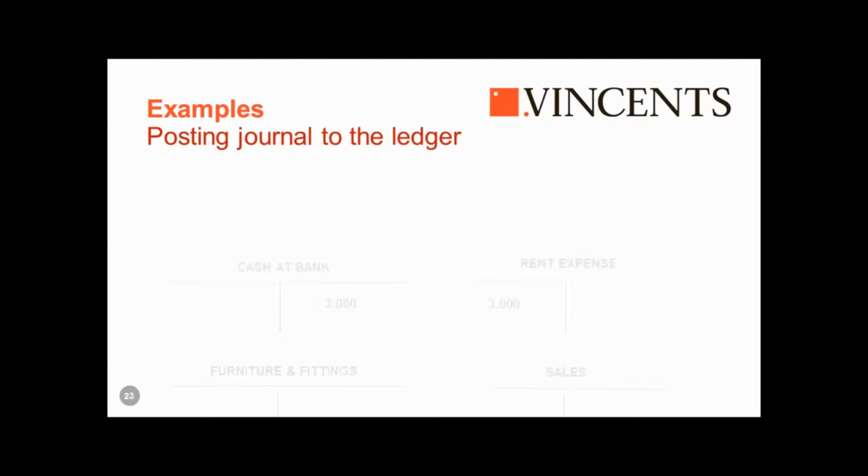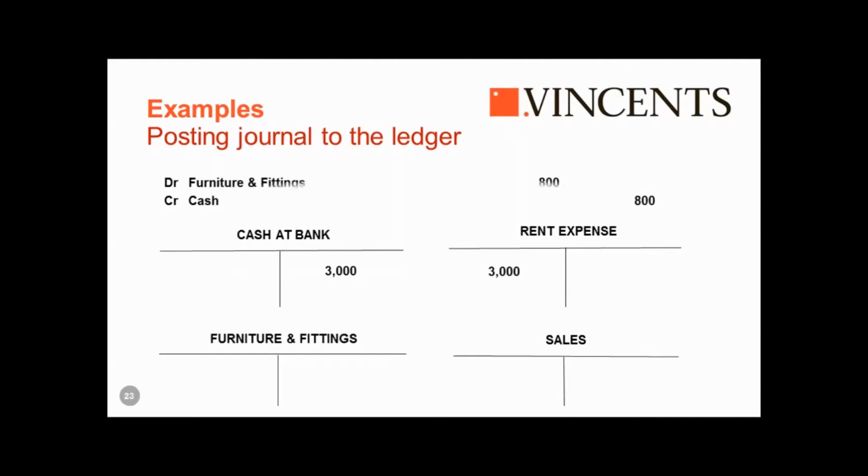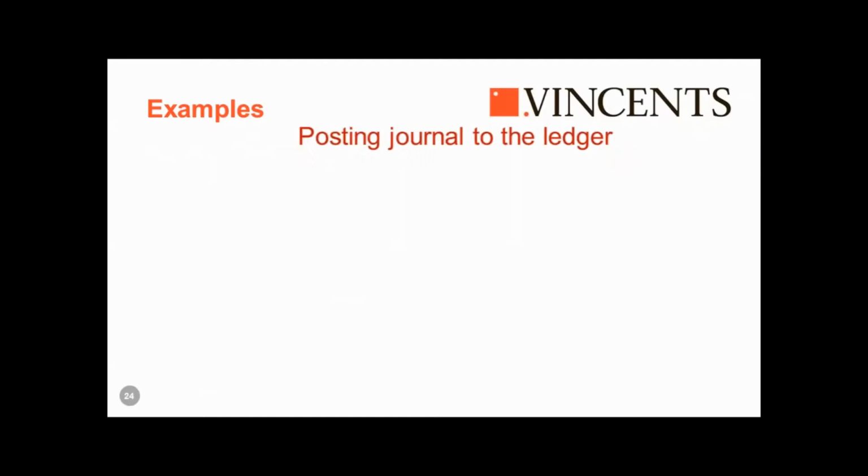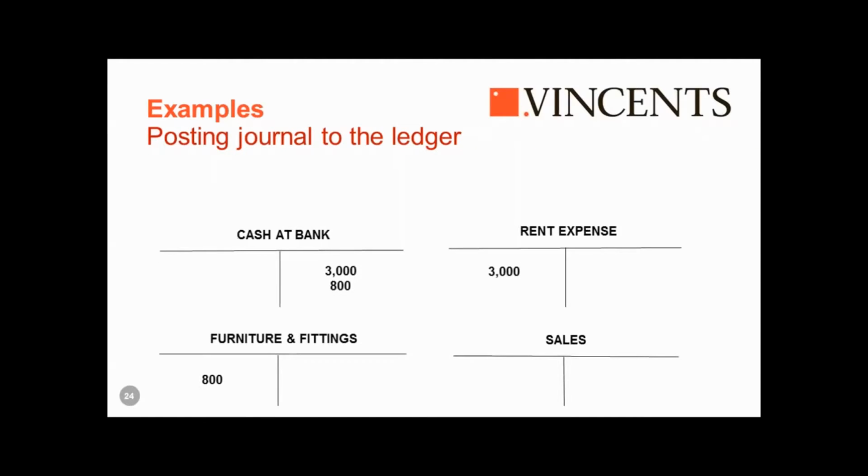We go to the next transaction, which was buying some furniture for cash. We put that through. Third transaction was we make a sale, $5,000. We put that through. And this is what the computer's doing all of this in the background.